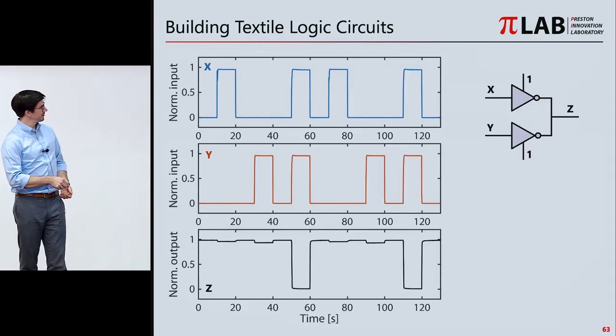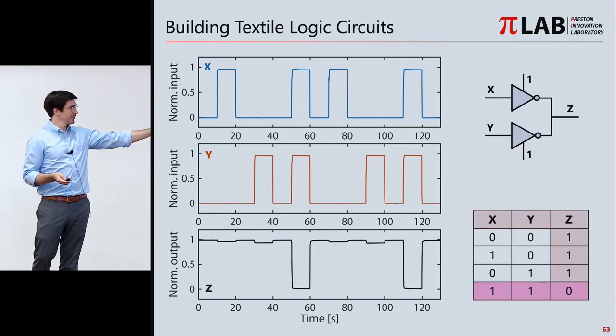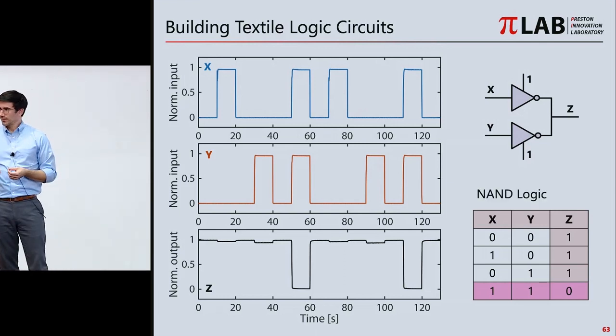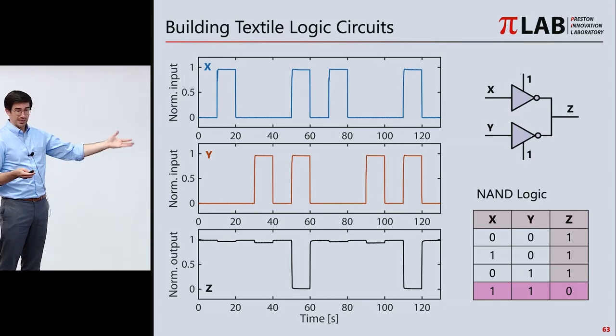The output pressure, Z, is always at a high state unless both X and Y are at a high pressure, at which point Z goes to a low pressure. That's shown over here on the bottom right in what's called a truth table to capture that behavior. And this is what's called a NAND gate. So this is one example of how we can combine these to get more complex logic operators.